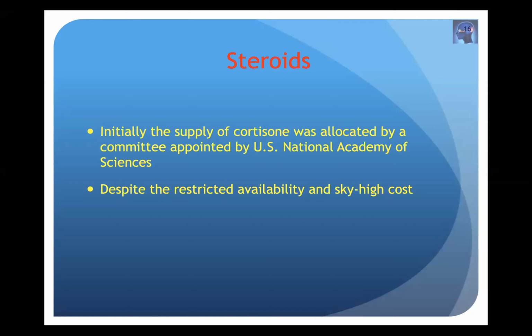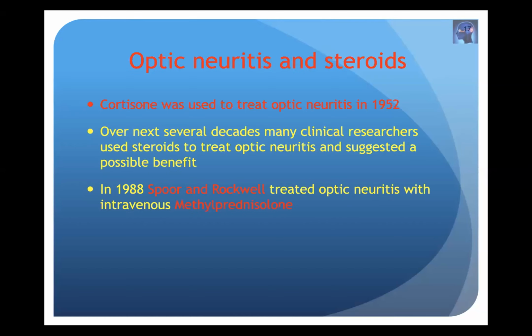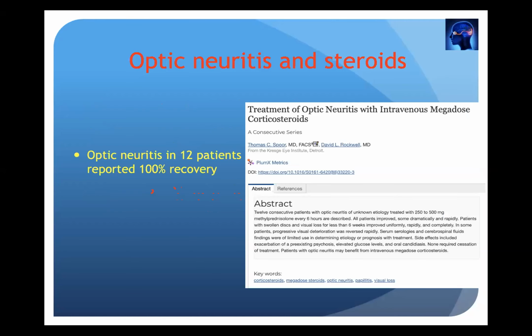Despite the restricted availability and the sky-high cost, cortisone was used to treat optic neuritis in 1952, that is within 2 years of its isolation. Over the next 3.5 decades, many clinical researchers used steroids to treat optic neuritis and suggested a possible benefit. In 1988, Spoor and Rockwell from Detroit treated optic neuritis with intravenous methylprednisolone for the first time. They treated 12 patients with IV methylprednisolone and reported 100% visual recovery.